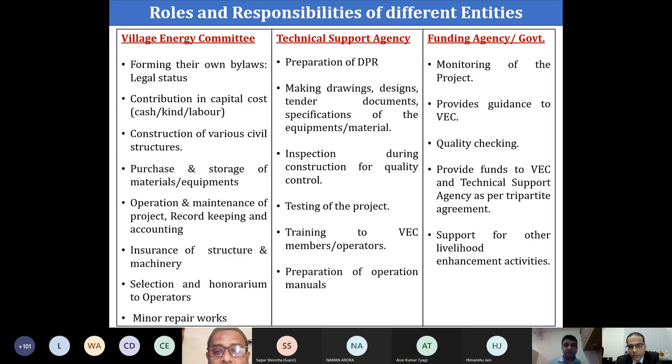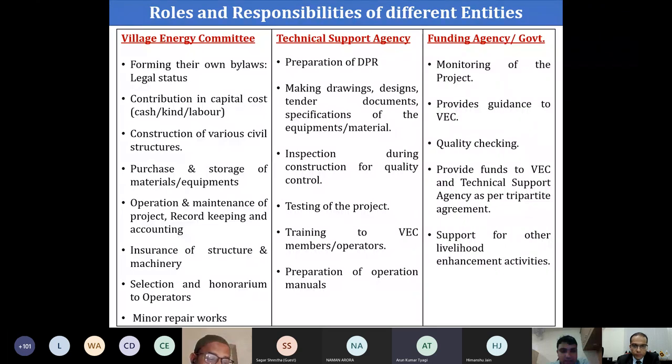Okay. Thank you. So these are the roles and responsibilities of the different entities, like the village energy committees: forming their bylaws, legal status, contribution to capital cost in cash or kind, labor, construction of various civil structures, purchase and storage of material, operation and maintenance, record keeping, insurance of structure and machinery, selection and honorarium of operators, and minor repair works. These are the main responsibilities under the implementation agreement we are going to fix.